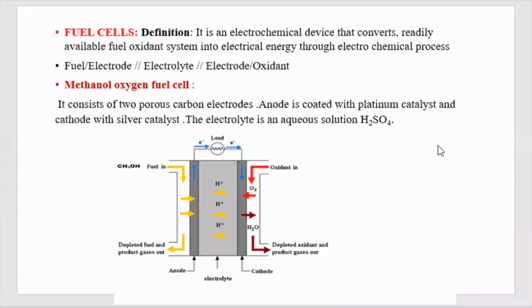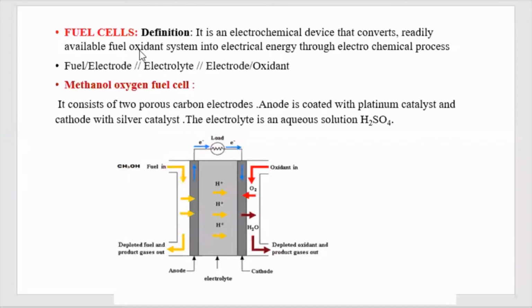Fuel cells. A fuel cell is an electrochemical device that converts a readily available fuel-oxidant system into electrical energy through an electrochemical process. It functions similar to a galvanic cell. In a galvanic cell, there is an anode where oxidation of the metal takes place. At the cathode, reduction occurs. During this redox reaction, electrical energy is produced.